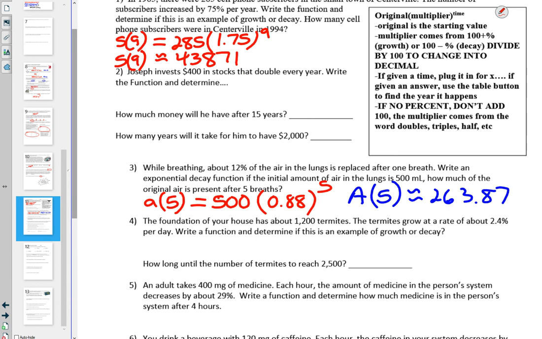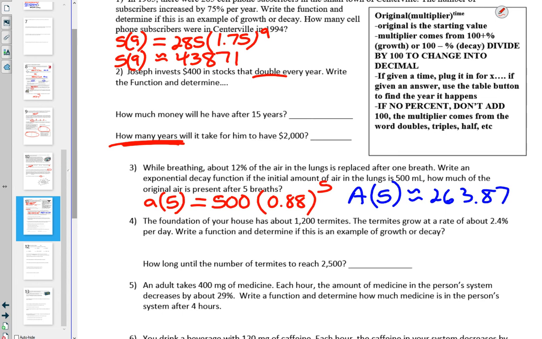Joseph invests 400 in stocks that double every year. So that double is the multiplier. That is the growth factor. How many years? You don't need to know that. That's a good question. For how many years, you would need to know the inverse operation of an exponential, which is called a logarithm. As far as I know, we don't do logarithms in Algebra I. The only way it can be calculated is by doing a log, unless you can find a common base. But you don't have to worry about things that define time.